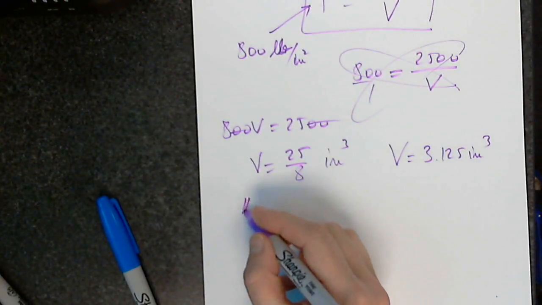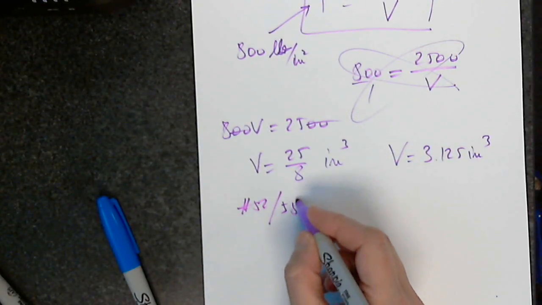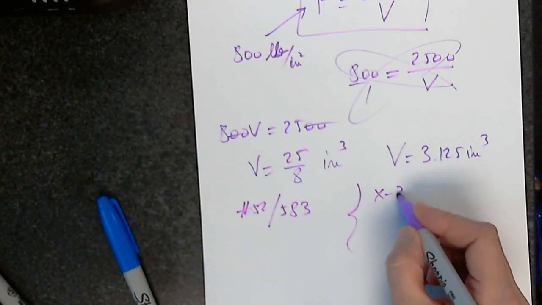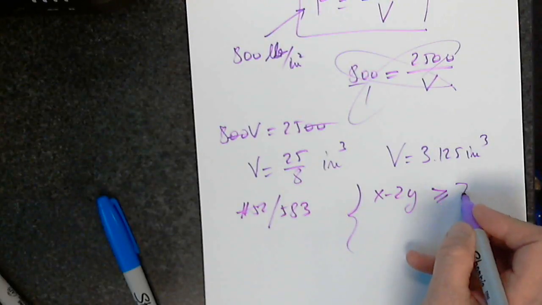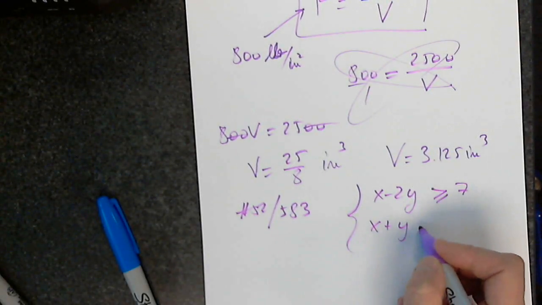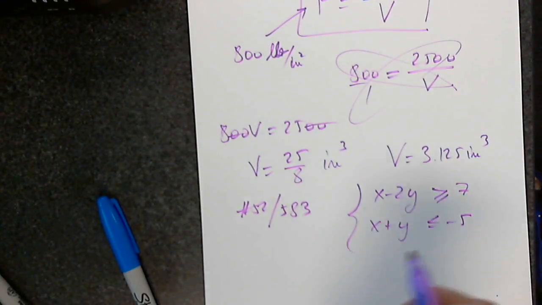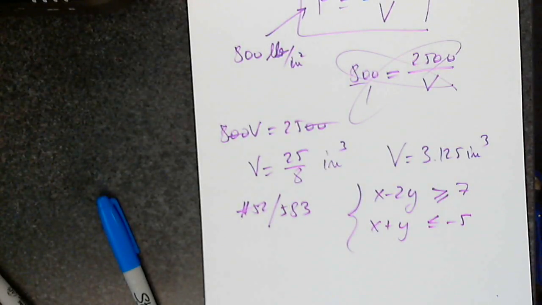Let's work on 52 on page 583. X minus 2y greater than or equal to 7 and x plus y less than or equal to negative 5. Would you like to work on it for a minute? Yeah. Okay. So let's work on this for 1 minute.